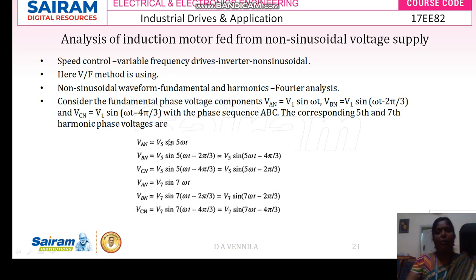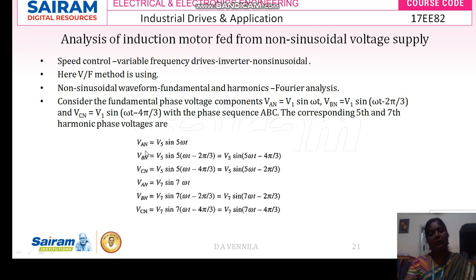Here I have taken only the odd order components, the odd order harmonics, and the even order harmonics are automatically eliminated by the half symmetry property. Because of the half symmetry property, the even order harmonics are eliminated, and now I'm going to do the analysis only on the odd order harmonics. Among the odd order harmonics, I'm going to analyze the fifth and seventh harmonics.